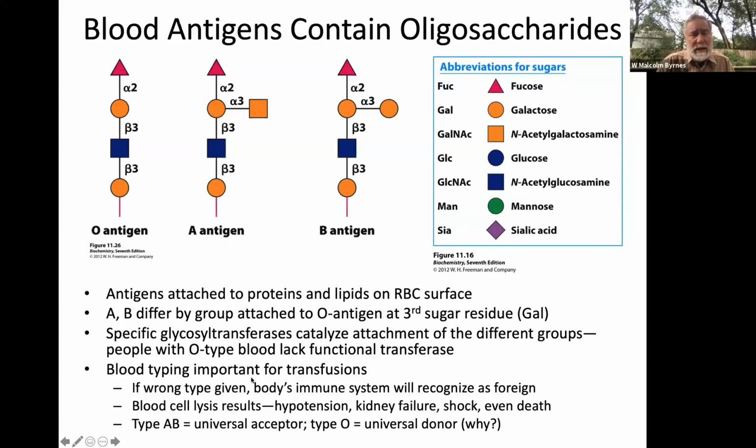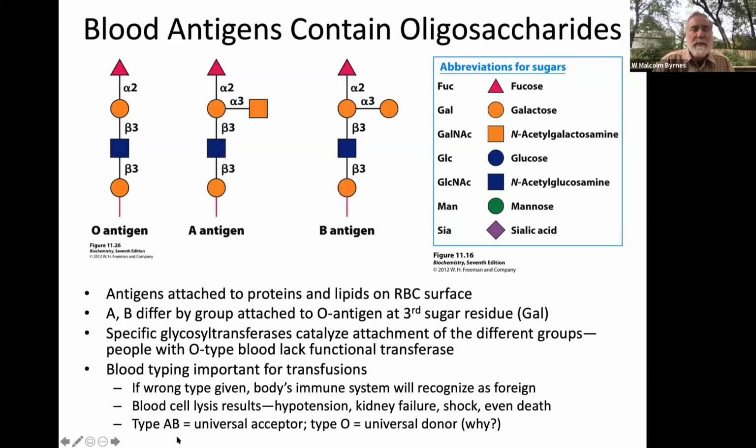Now, blood typing is very important for transfusions. If a person is given the wrong blood type, the body will mount an immune response. You'll have red blood cell lysis, and it's not a good situation because the body's immune system will recognize the blood as foreign, right? If you give a person the wrong blood type, the result will be, again, red blood cell lysis, hemolysis, hypertension, kidney failure, shock, even death.